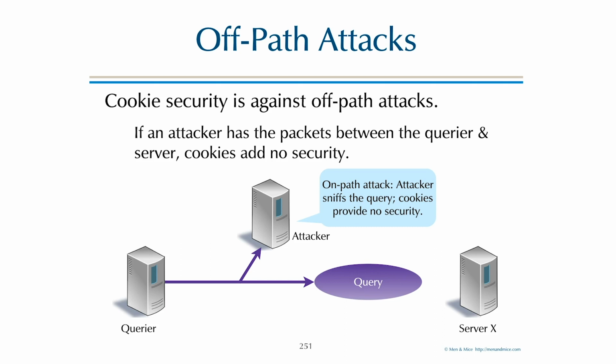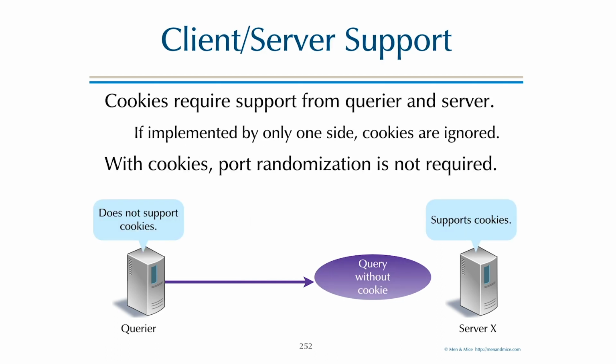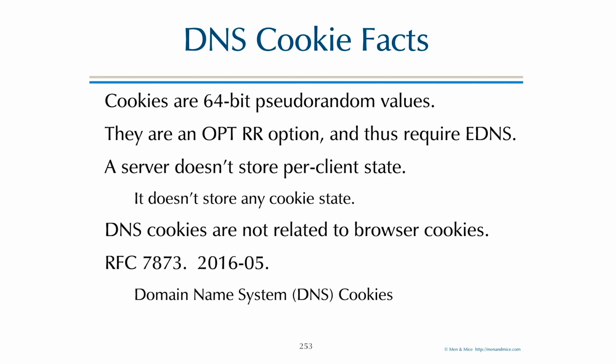Those attacks obviously require sitting in between the querier and the server, and tons of attacks don't require that. These are the off-path attacks, and cookies provide wonderful security for those. The cookie protection requires that both the querier and the server being sent the query support cookies. If one side or the other doesn't support it, they're just ignored. They don't do anything. Not an issue.